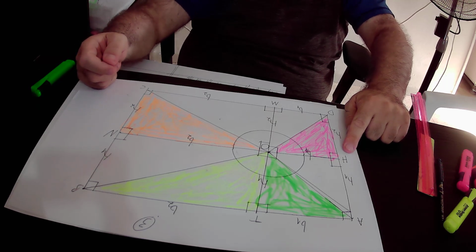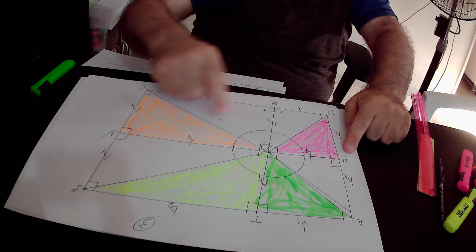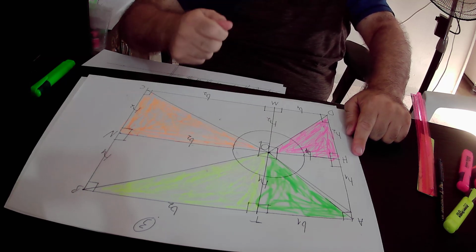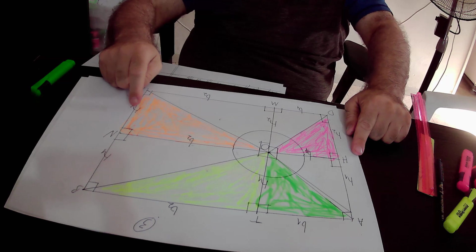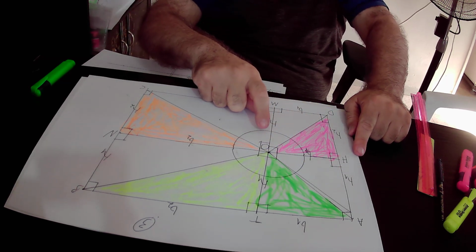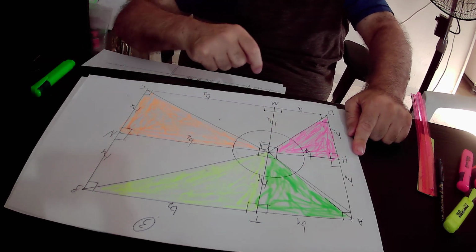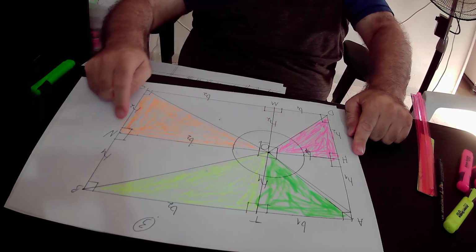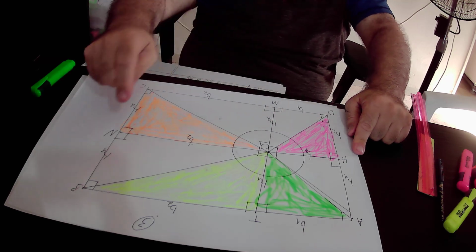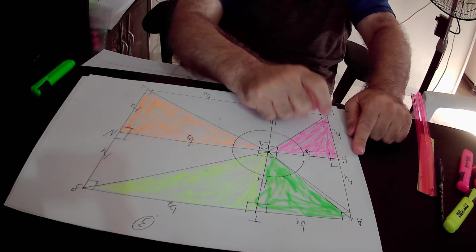Because side AD is parallel to side BC in rectangle ABCD, it means that the perpendicular from point O to BC must also be perpendicular to AD. Again, because AD is parallel to BC, the perpendicular from point O to BC must also be perpendicular to AD. So this angle equals 90 degrees and this angle equals 90 degrees.